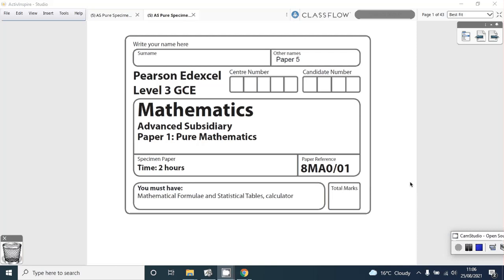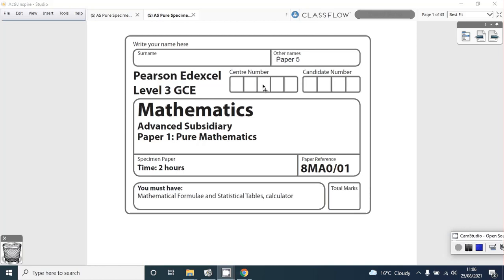So this is the specimen paper for the AS Pure Maths paper, and in my filing it's paper 5. So we'll look at each question in turn. So you can pause the video on the question alone.